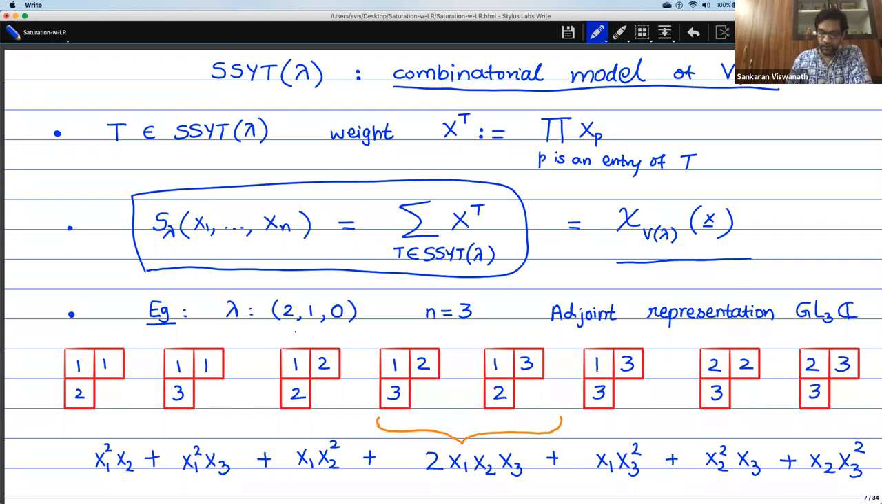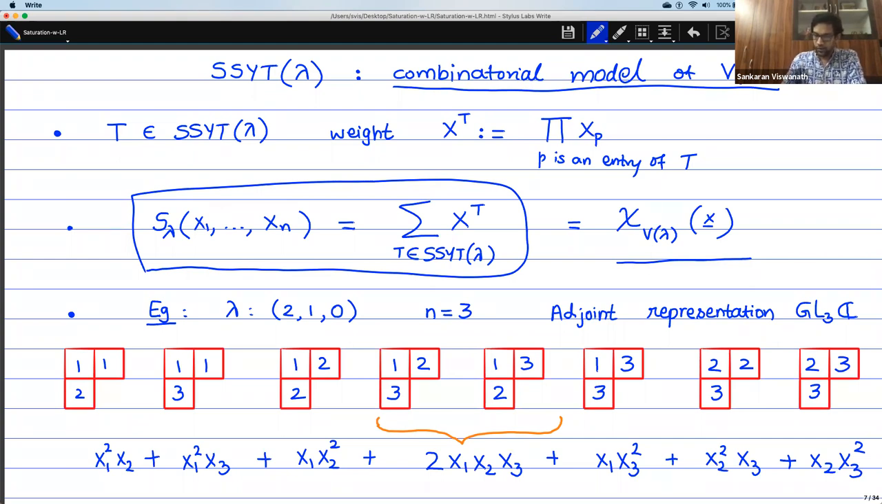So here's an example, which is not a row or a column. If I take the shape lambda to be (2, 1, 0), and here I fix n to be 3, this corresponds to the so-called adjoint representation of the group GL3(C). Now, if you write out on this shape (2, 1, 0) the possible semi-standard tableaux, there are 8 of them, with the fillings as shown, and the corresponding Schur polynomial, which is what you get by summing the monomial weights across these 8 tableaux, is what's written down. The first tableau here has monomial weight x1 squared x2. x1 squared x3 is the weight of the next one, and so on. And one observes that there are 2 tableaux here which give rise to the same weight x1 x2 x3. The tableaux themselves are different, but the weight they give you at the end is in fact the same.